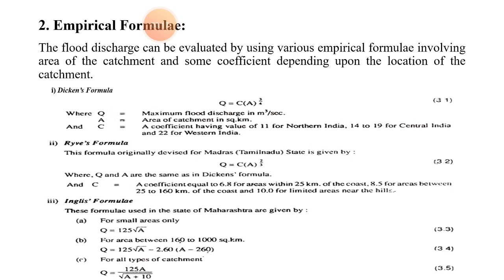Then the third formula is Inglis formula. This formula is mainly used in the state of Maharashtra. Depending upon the areas, the equations will change. For small areas, Q is equal to 125 root A. And for all types of catchment, we use the equation Q is equal to 125A divided by root of A plus 10.